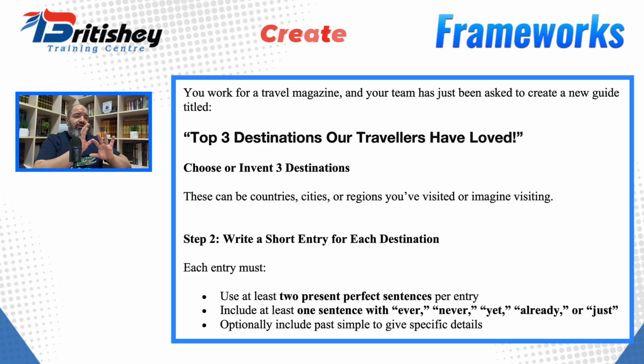And then you say, write a short entry for each destination. Use at least 2 present perfect sentences per entry. Include at least 1 sentence with ever, never, yet, already, or just. Optionally include past simple to give specific details. Lovely. So now students will create those entries using present perfect and other tenses as well.